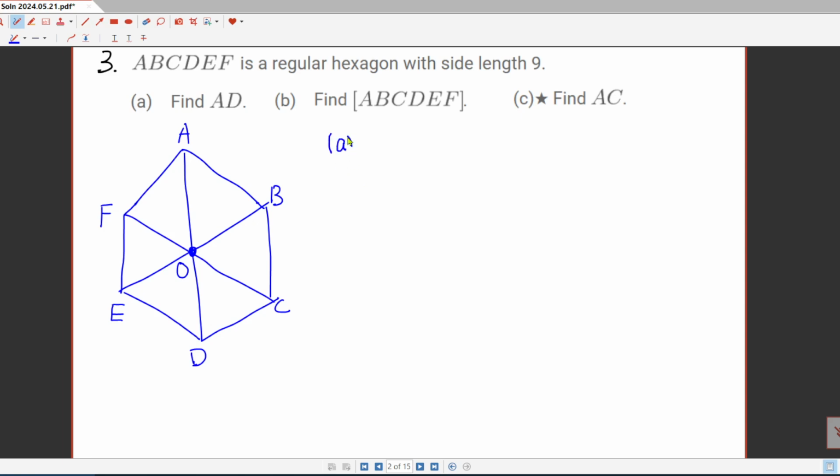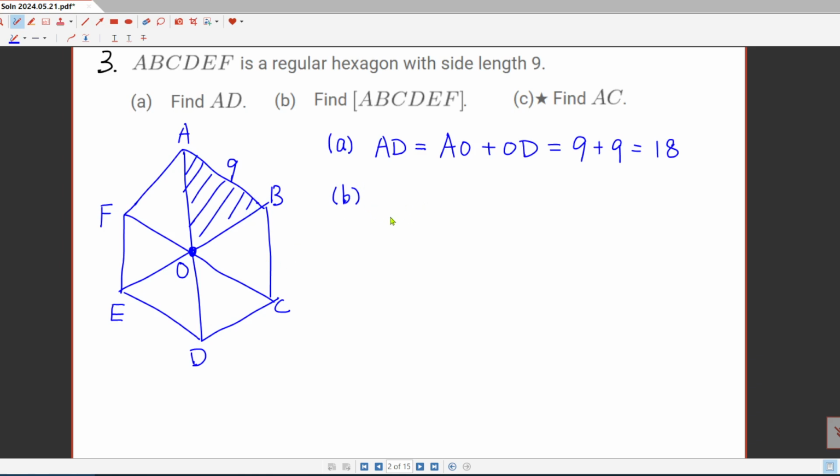Therefore, we can easily find the length of AD, which is AO plus OD, and that gives us 9 plus 9, which is 18, right? And next, if you know the side length is 9, of course we can find the area of each of the equilateral triangles, right?